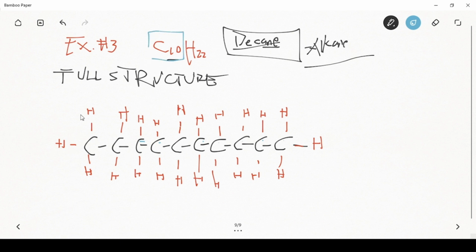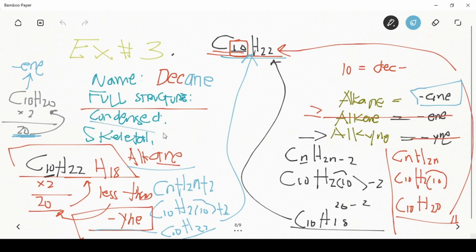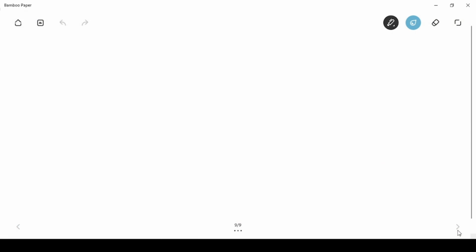For the hydrogens, 1, 2, 3, 4, 5, 6, 7, 8, 9, 10, 11, 12, 13, 14, 15, 16, 17, 18, 19, 20, 21, 22. There are 22 hydrogens. So this structure is correct. Okay. Now, let's proceed to the third mission, which is to get the condensed structure.